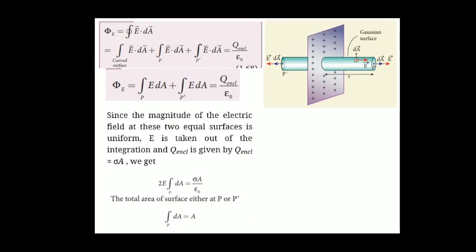The electric field on both sides is the same in magnitude, so 2E is taken outside the integral. I have to find what integral E dA is equal to: Q by epsilon naught. What is the formula for Q? It is a surface charge distribution. Already I said, Q is equal to sigma into A.